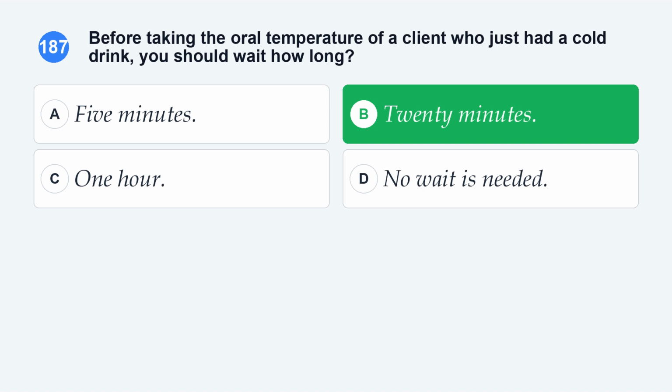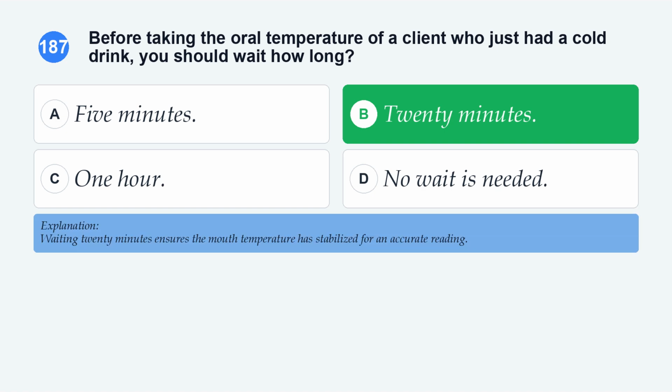The correct answer is option B. 20 minutes. Explanation. Waiting 20 minutes ensures the mouth temperature has stabilized for an accurate reading.